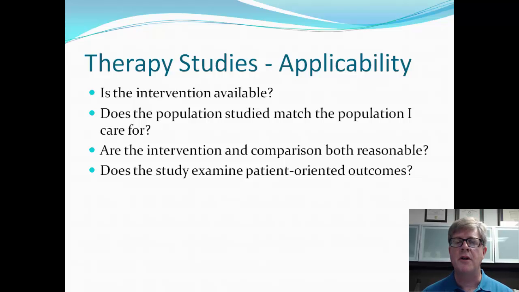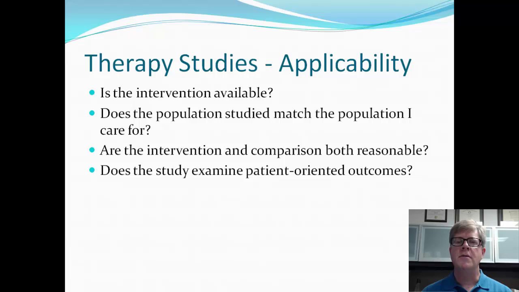So some applicability criteria: is the intervention available? It seems like a no-brainer, but you got to think about that. Just because a certain intervention is shown to be better doesn't necessarily mean that you have it available to use on your patients. And available can mean a bunch of different things. It's either not paid for by insurance, it's too costly to afford, it's not available in your area, you don't have the skills or technique to apply the intervention, all sorts of ways to think about intervention availability.